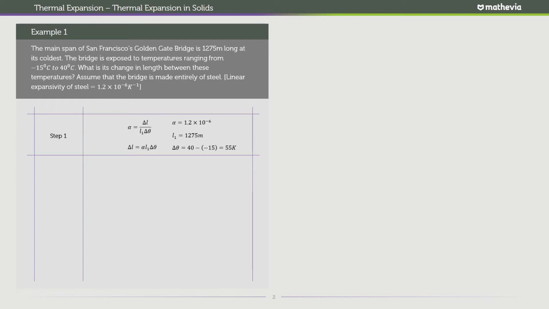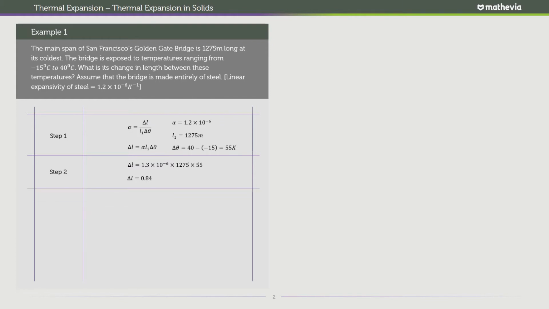Okay, does that make sense? Yeah, let's go on. So we have our expansivity, our length, and our change in temperature. And we're just going to calculate delta L as 1.2 times 10 to the power of minus 6 times 1275 times 55, and we end up with 0.84 meters.